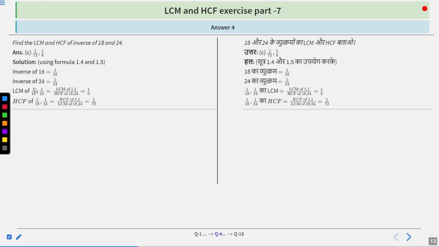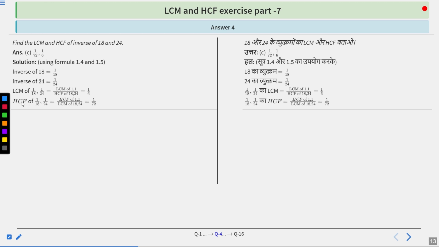So, LCM of 1 upon 18 and 1 upon 24 is equal to LCM of numerators, that is 1 and 1, divided by HCF of denominators. Denominators are 18 and 24. So, LCM of 1 and 1 is 1, but the HCF of 18 and 24 is 6.